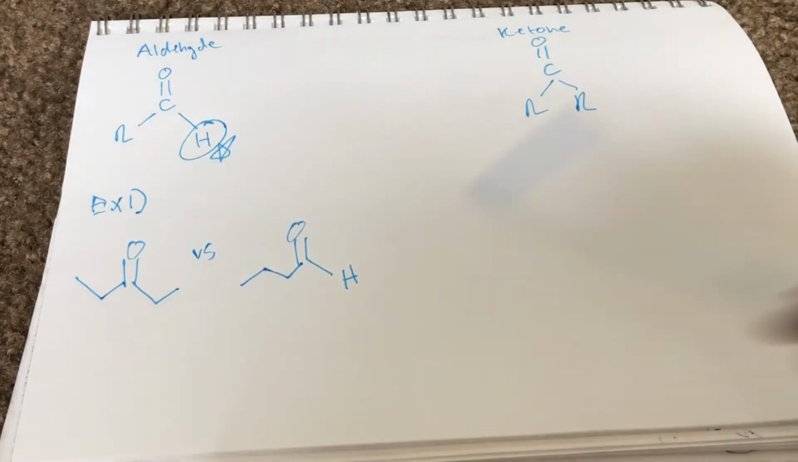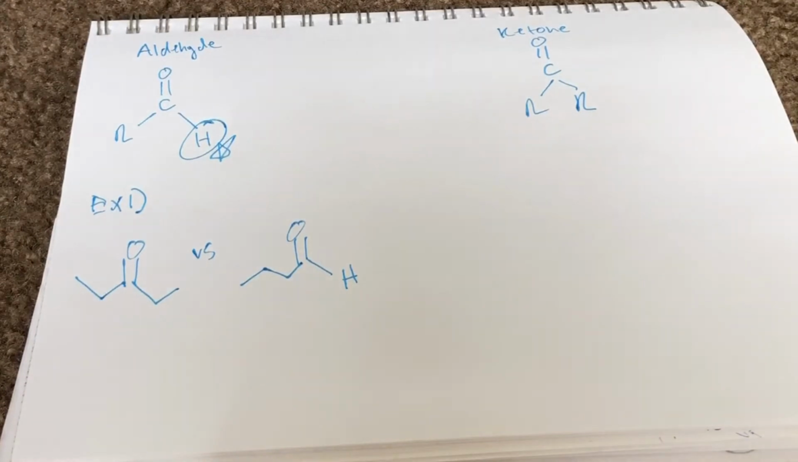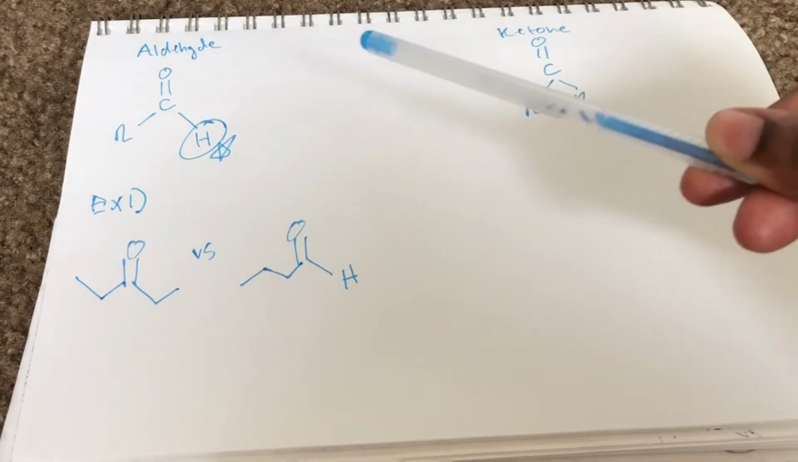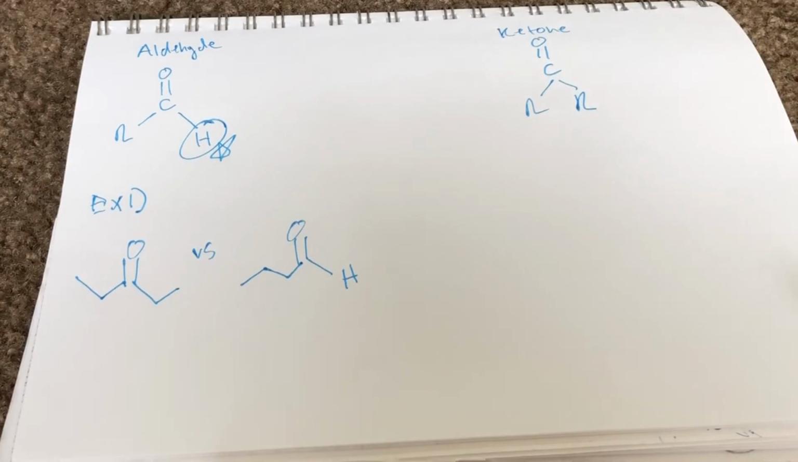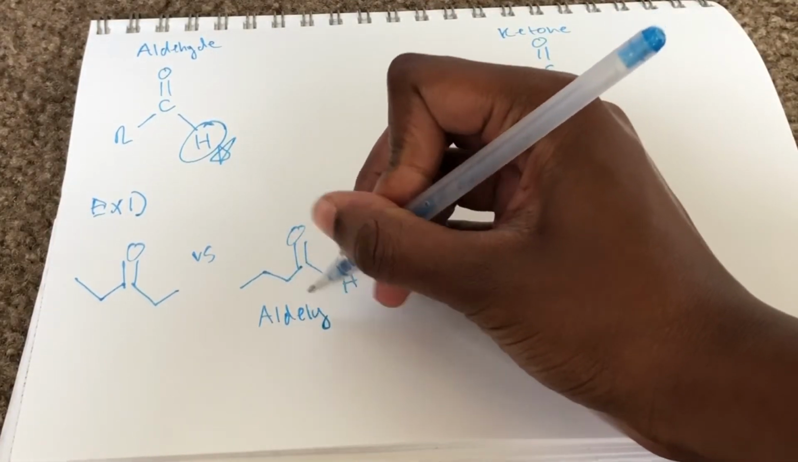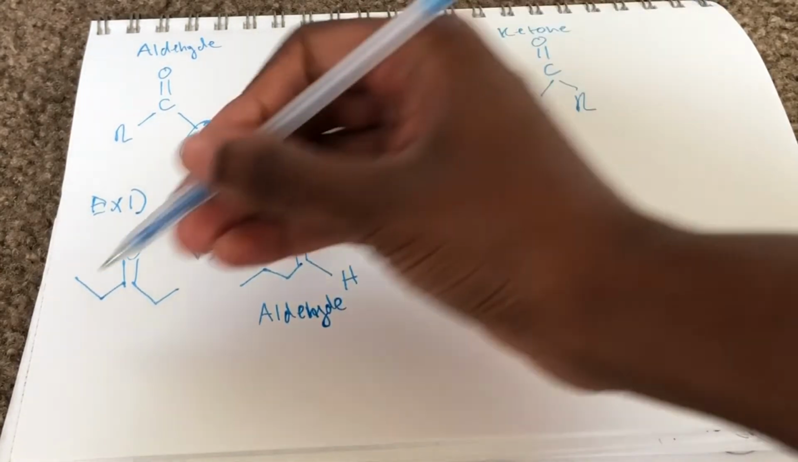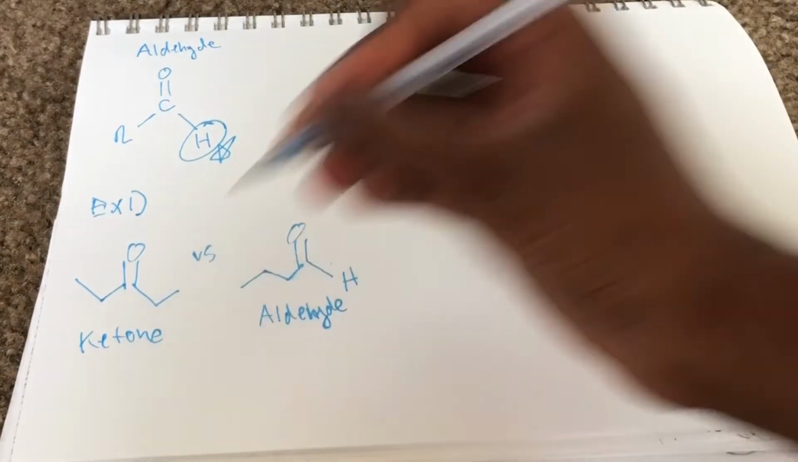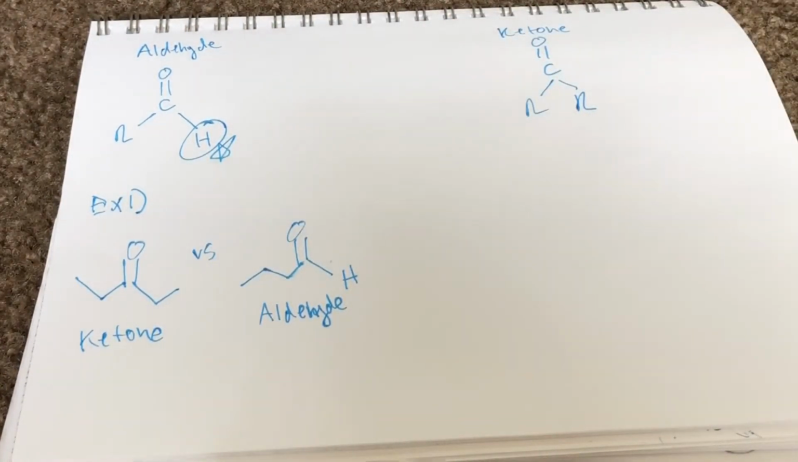Okay, out of these two molecules, which one is a ketone and which one is an aldehyde? First, we look for the presence of that hydrogen. Again, we see it right here. We know hydrogen always goes with an aldehyde when it's connected to a carbonyl group. So therefore, we can say this is an aldehyde, and this is a ketone. Okay, let's move on to the next example.